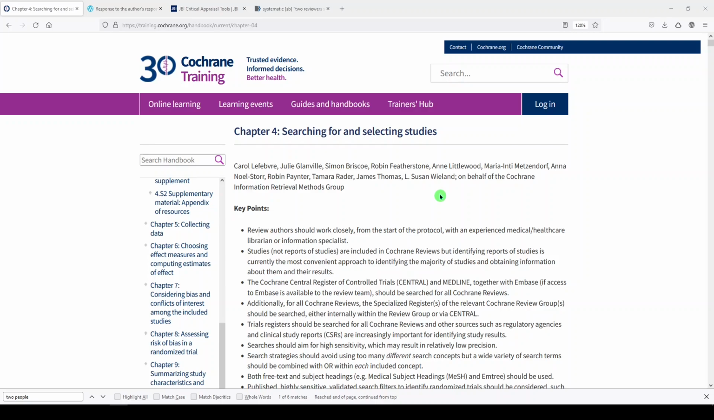And of course, I'm a little biased. I'm sorry to admit bias. But my favorite chapter is Chapter 4, Searching for and Selecting Studies. And why is that? Because I am the librarian on the team, and I am the one who does searching, creates the searches, runs the searches, exports the searches, reports the searches, and manages the results.